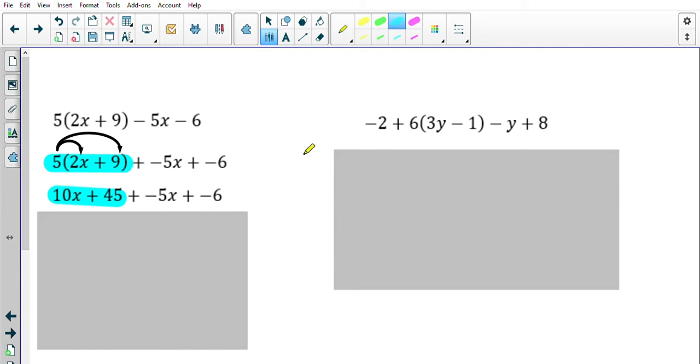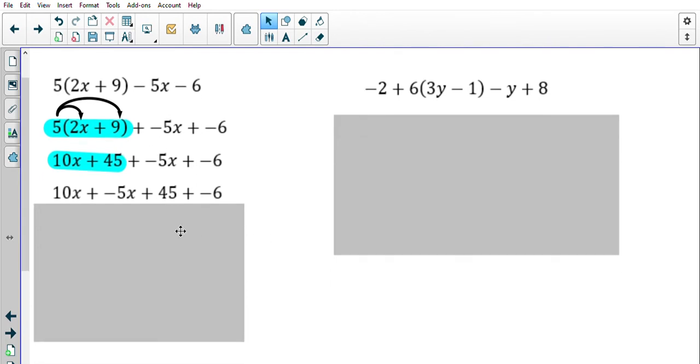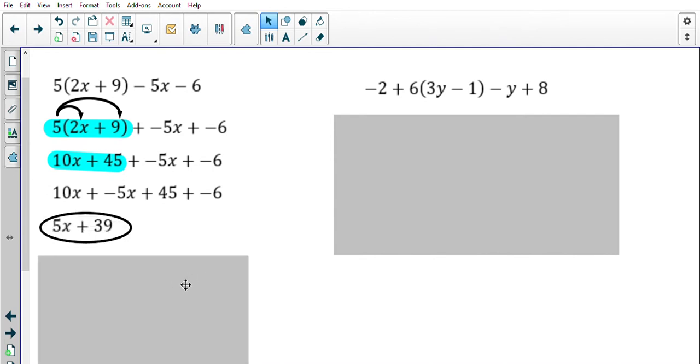Now we'll put our like terms side by side. So that will be my 10x and my negative 5x, these two. And my 2 constants, 45 and negative 6. 10x and negative 5x is 5x, and 45 plus negative 6 will get us 5x plus 39.